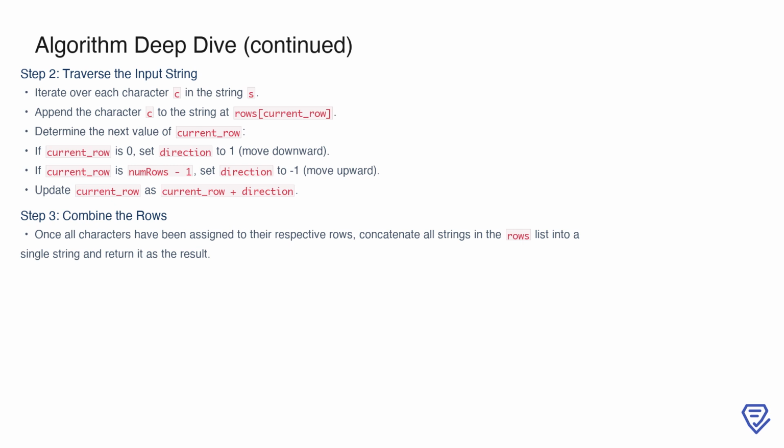Finally, after all characters have been traversed and placed into their respective rows, we combine all the strings in the rows list into a single string. This concatenated string becomes the result, representing the zigzag pattern read row by row.